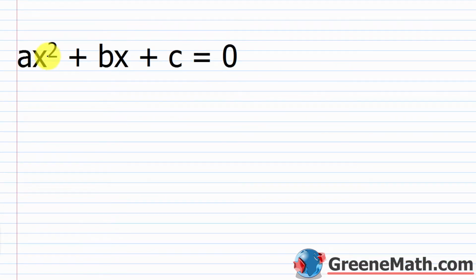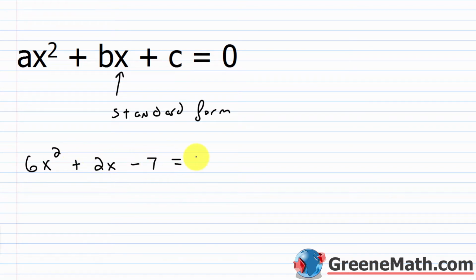So we see ax squared plus bx plus c equals 0. This is standard form. And of course, this is a generic example. All I'm looking at here is I have my squared variable first, my variable to the first power second, and then my constant third. So I could have something like 6x squared plus 2x minus 7 equals 0. This is standard form. And one of the things we're going to have to do is match things up.